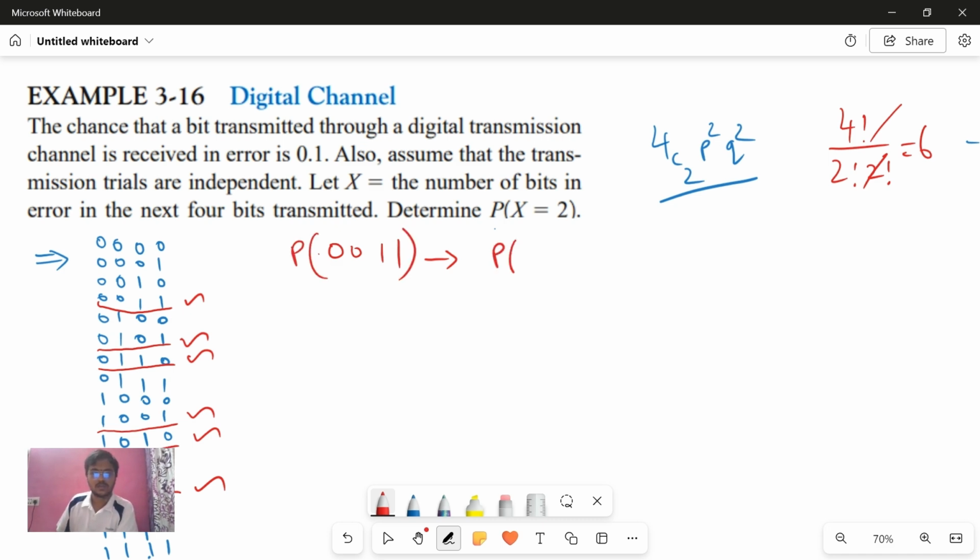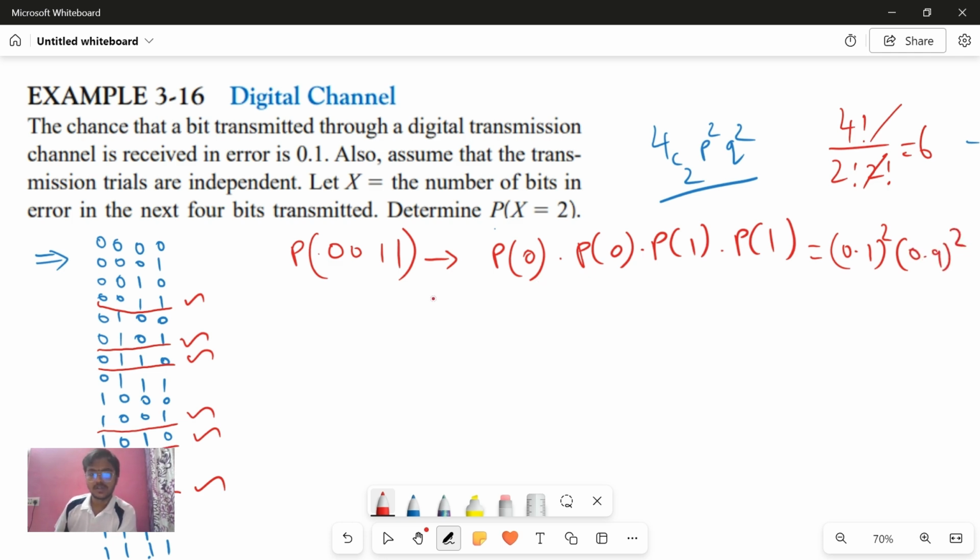So we can directly use the independence formula. This is P of 0 into P of 0 into P of 1 into P of 1. I already told you, because there's no dependency, we can directly multiply the individual probabilities. If you want to revise that, go to multiplication theorem and independence in the lower classes. What is the probability of 0? Error bit is 0.1. So 0.1 into 0.1, which is 0.1 whole square. And the probability of getting a correct bit is 1 minus 0.1, that is 0.9, again squared.